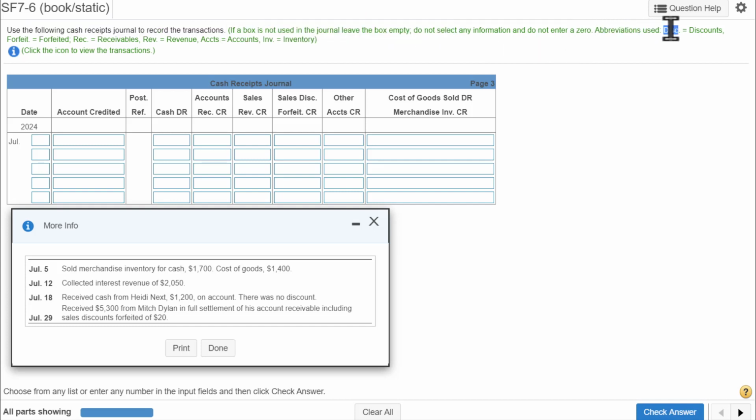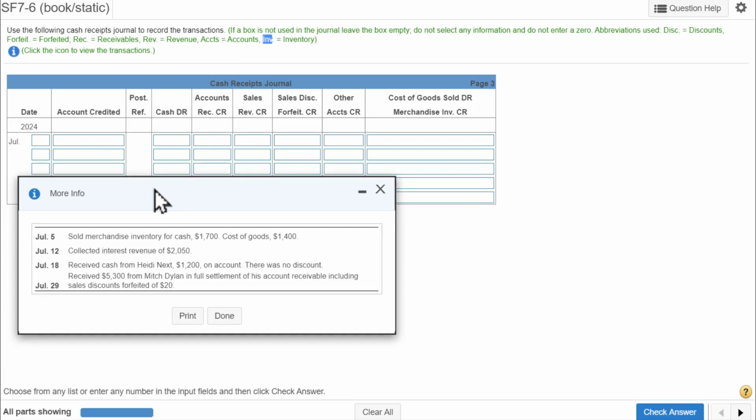Abbreviations used. DISC stands for discounts. Forfeit stands for forfeited. They're talking about sales discounts forfeited. REC is receivables. REV is revenue. ACCTS is accounts. And INV is inventory. So let's look to see what's going on in the first transaction.